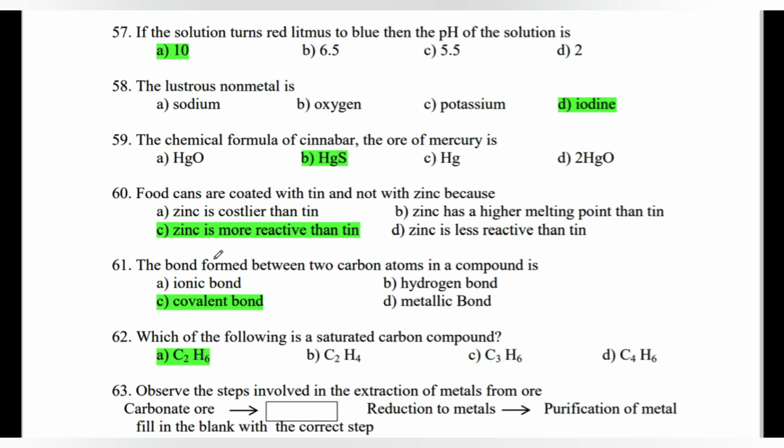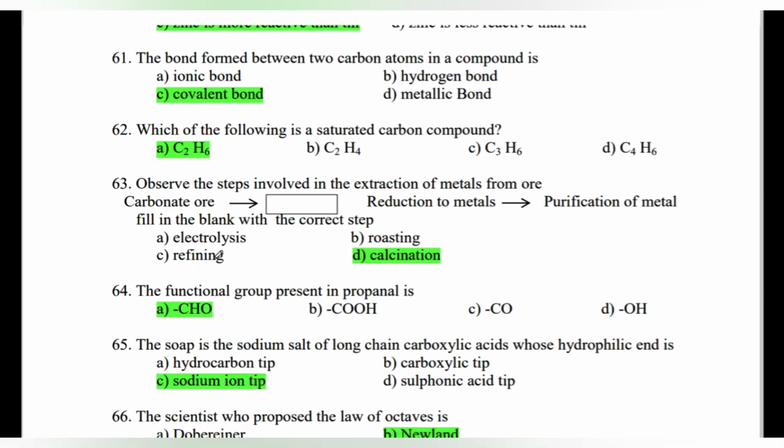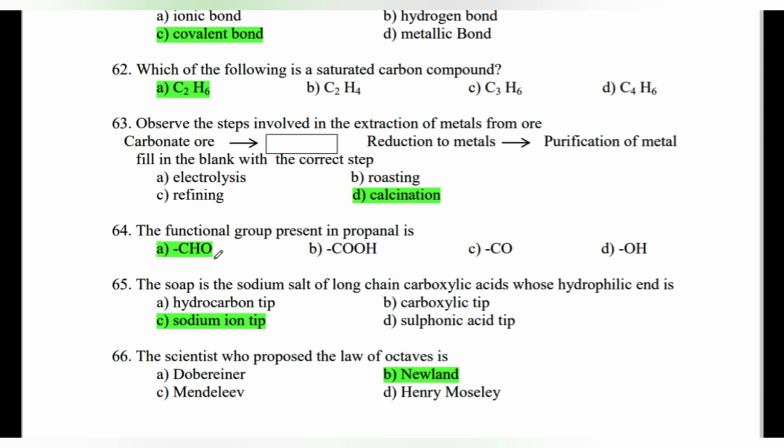The type of bond between carbon atoms is covalent bond. Which of the following is a saturated carbon compound? The correct answer is option A, C2H6, that is ethane, that is alkane series.